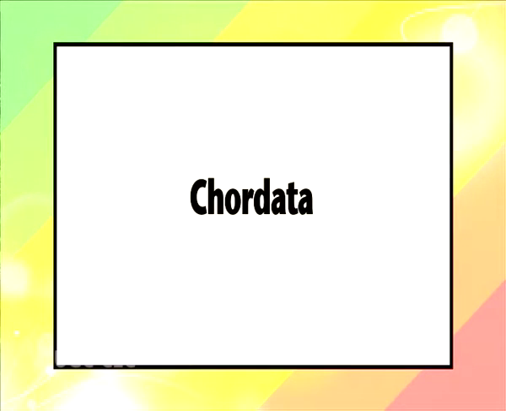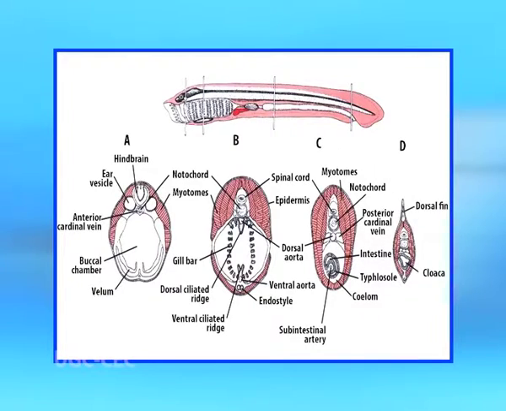Now dear students, let's move on to the next group of kingdom Animalia, that is Chordata. The name Chordata refers to presence of notochord at some stage of development. Notochord is elastic, solid, skeletal rod lying below the spinal cord and above the alimentary canal. It is made up of large vacuolated cells enclosed in one or two sheets of connective tissue. Notochord is replaced by vertebral column in majority of chordates.